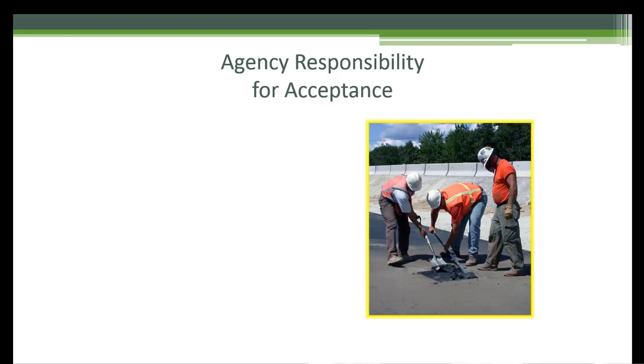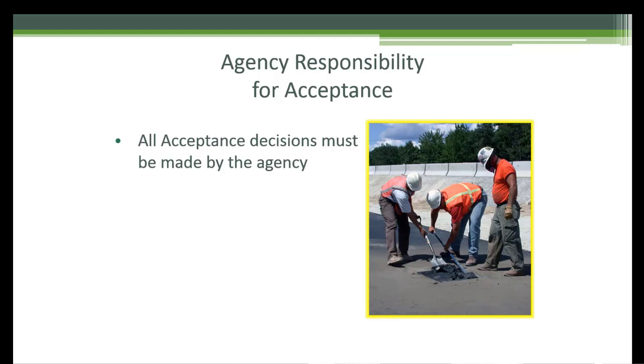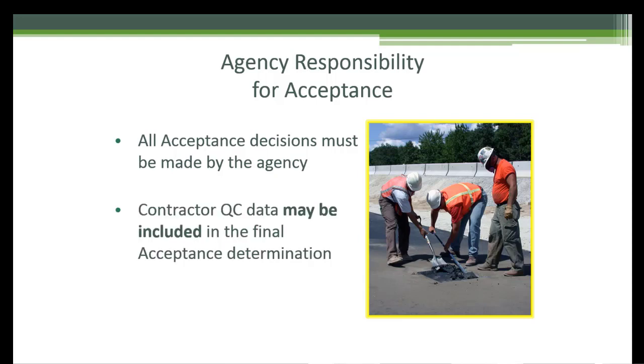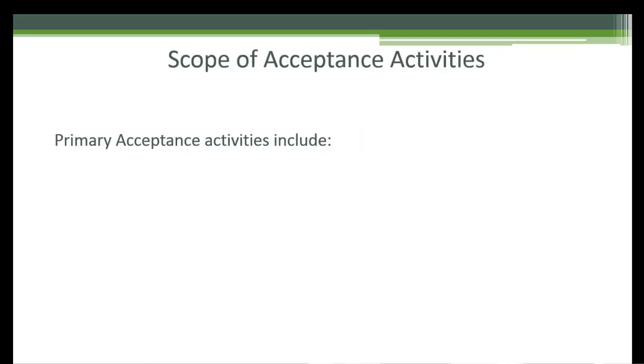On the agency side, the QA, the key point to remember is that all acceptance decisions are made by the agency. And in most cases, this is the DOT. They're the ones that sign the progress payment. They're the ones that cut the check. The CFR says the contractor QC data may be included in the final acceptance determination, and in both North Dakota and South Dakota it is. The contractor QC data is used in the acceptance.